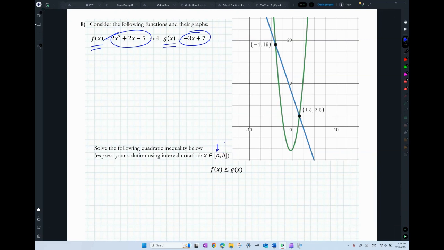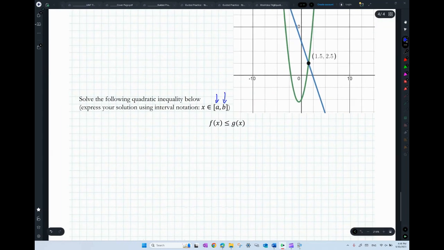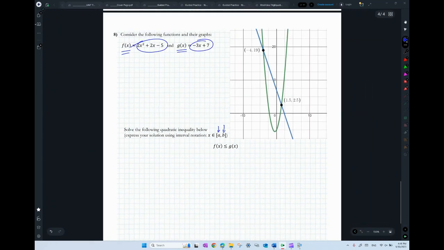So basically, I just need to find a and b. Now, I've got f of x less than or equal to g of x. Graphically, that means that I want the x values for which f, which is here in green, y equals f of x, and in blue, I've got g of x. And the green is below the blue between these 2 points, between x equals -4 and x equals 1.5 or 3/2. But here I want to solve this algebraically.